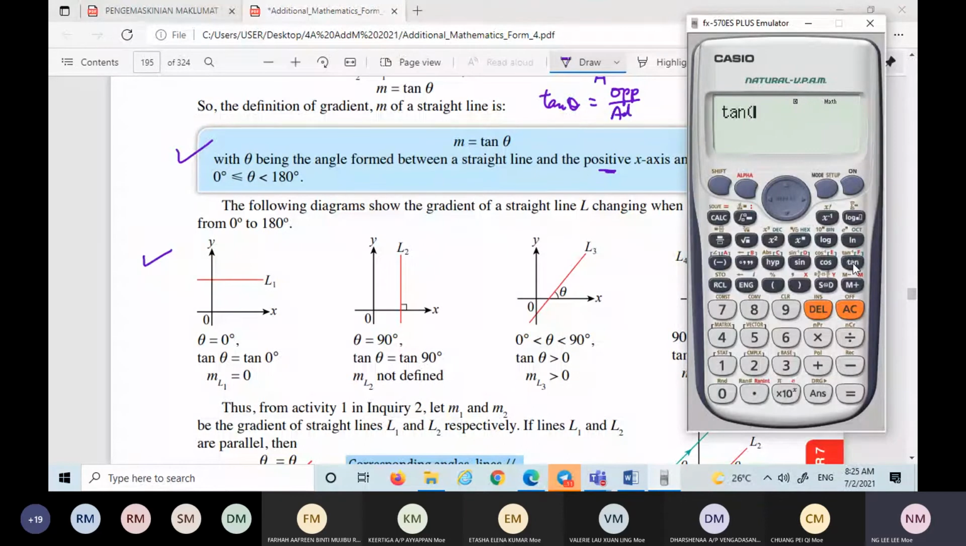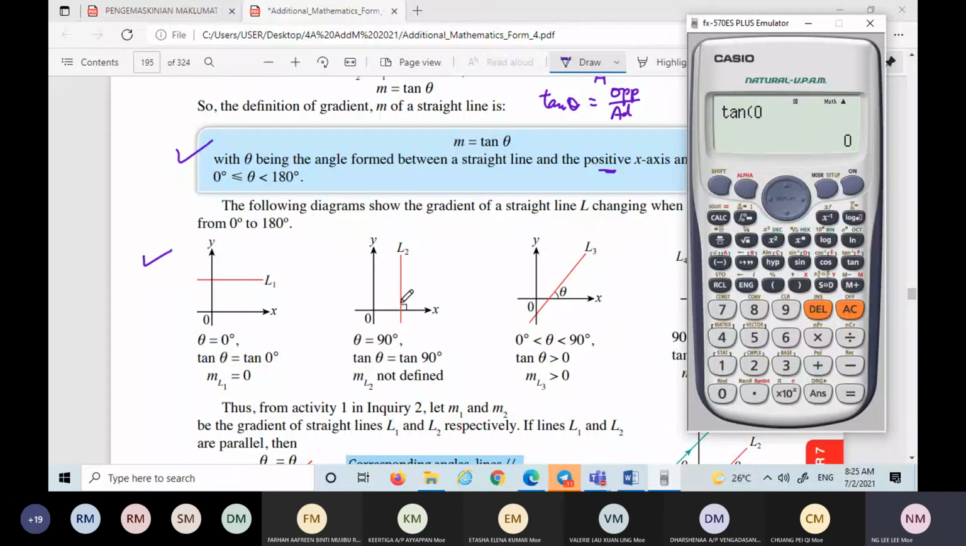Okay, so tangent, now the angle theta is 0, so tan 0 is 0. Therefore, the gradient is 0, because we already know the gradient is tangent theta. So this is for the horizontal line. Now we go to the vertical line.